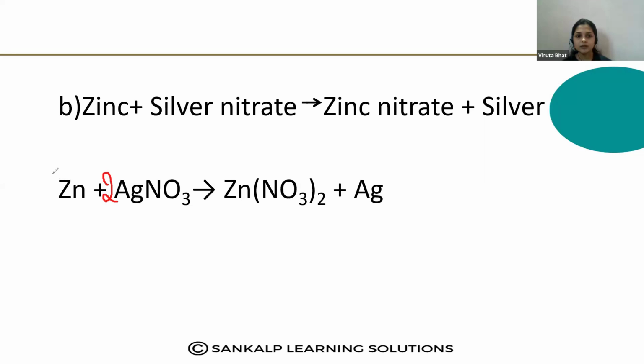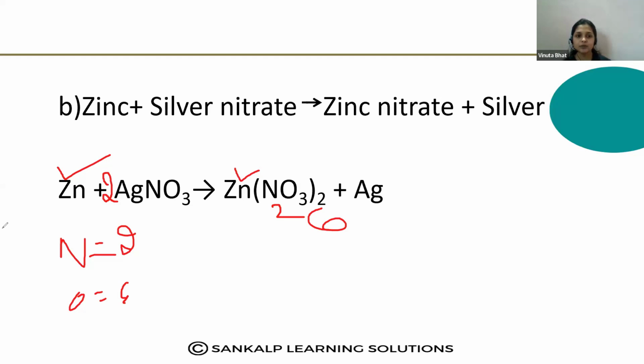Zinc is the same, here nitrate is 2, and oxygen is 6. Now nitrate, sorry, nitrogen is 2, and oxygen is 6. Oxygen molecule 6, here also 6 molecules. So this nitrogen and oxygen is balanced.